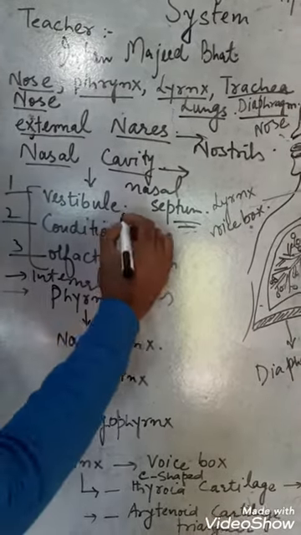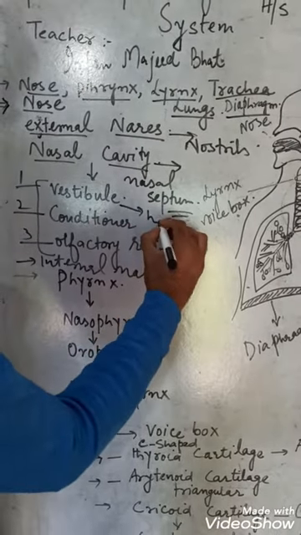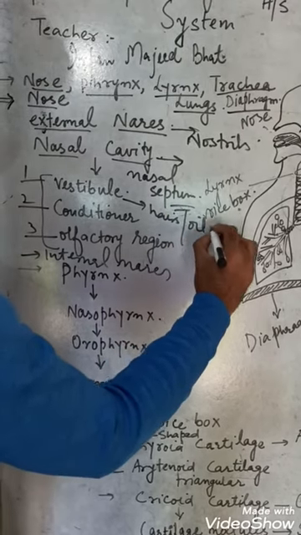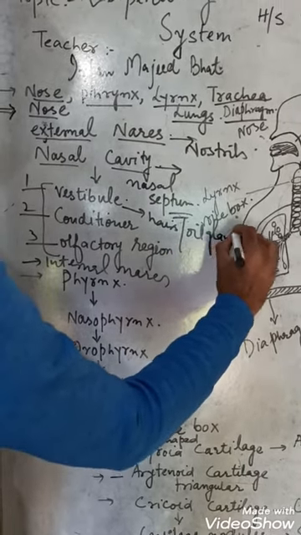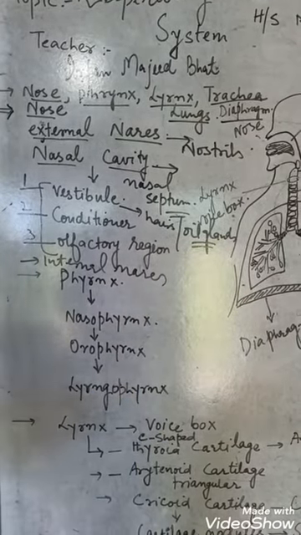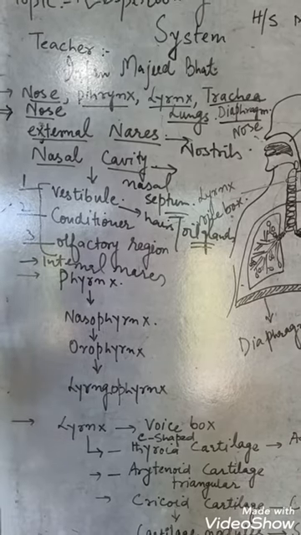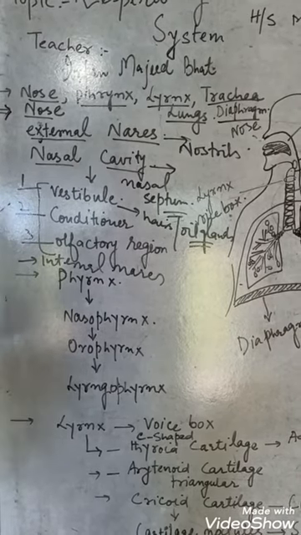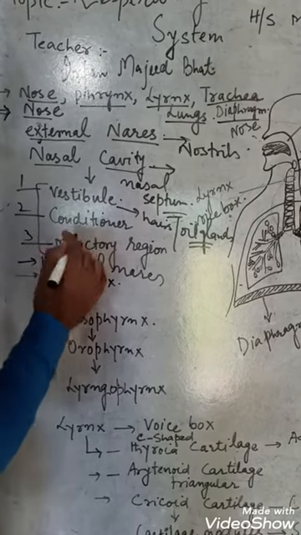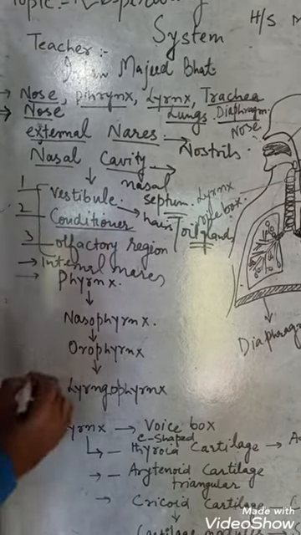The vestibule consists of hairs, and there are some oil glands also. These oil glands secrete some secretions, and the hairs trap the dust particles and other microorganisms, so they help in filtering the air. Then you have another part above the vestibule, that is the conditioner.